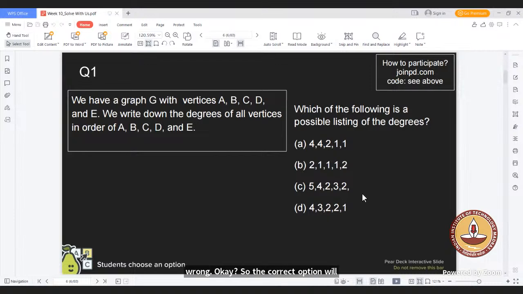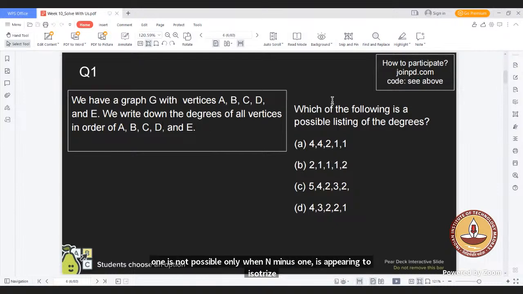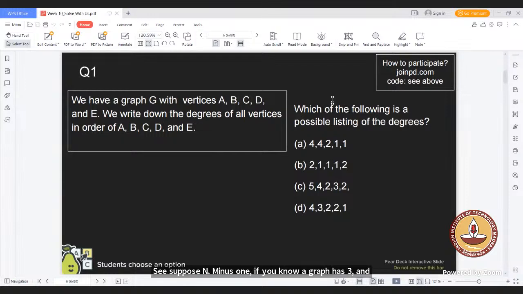Degree 1 is not possible only when n minus 1 is appearing twice or thrice. It has to appear only once. If it appears twice, or thrice, what happens? It can't be 1, right? Would you explain the reason behind that, like to prove how it is coming?